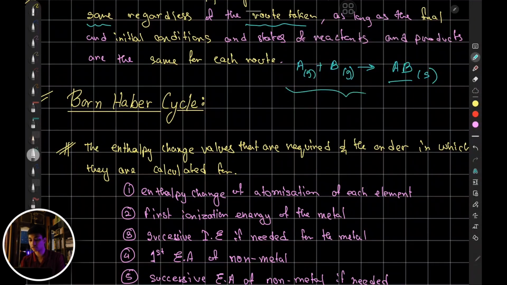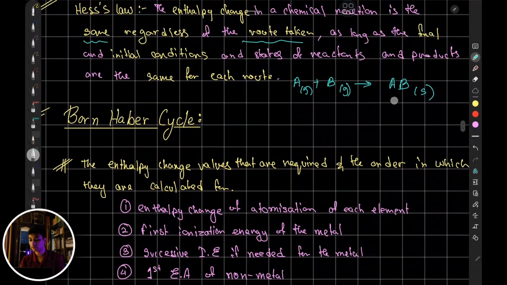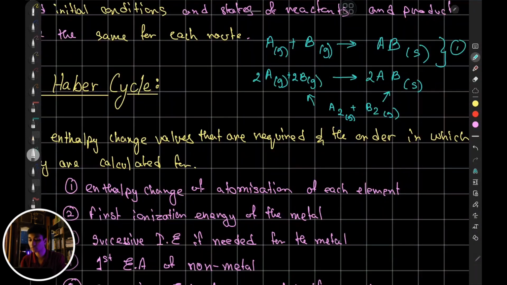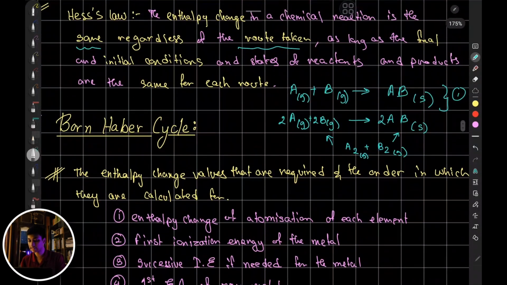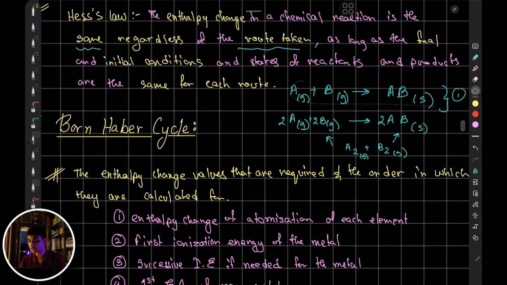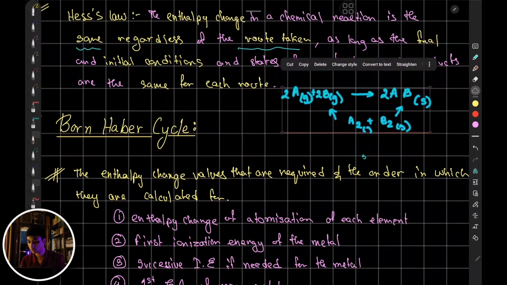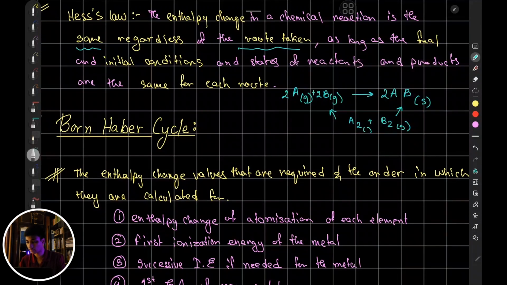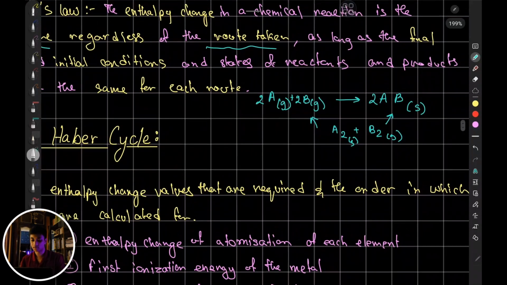of this reaction, let's say this is reaction 1, this is one of the routes that is possible. The other could be, let's say, A gas plus B gas, then giving you... so let's say I erase this, and this is the Hess cycle for a random equation.